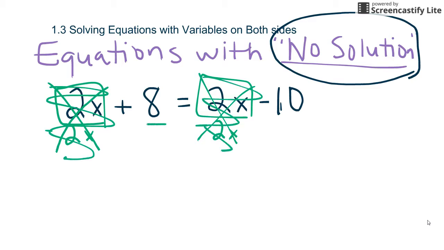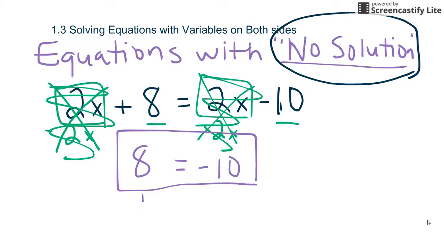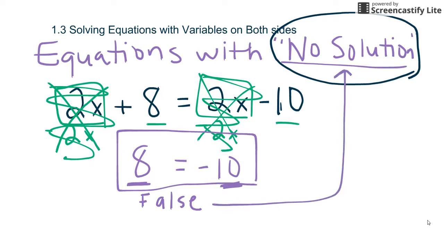The answer's not 8, the answer's not 10. We have to finish the problem. So we bring down what we still have left. On this side we have an 8, and on this side we have a negative 10. So you can stop here and realize that this is a false statement, because does 8 ever equal negative 10? No, it's never the same to have $8 versus being in the hole $10. That's totally different. So if you end up with a false statement, it means that there is no solution. There is no number that you could put in for x to make that sentence true.